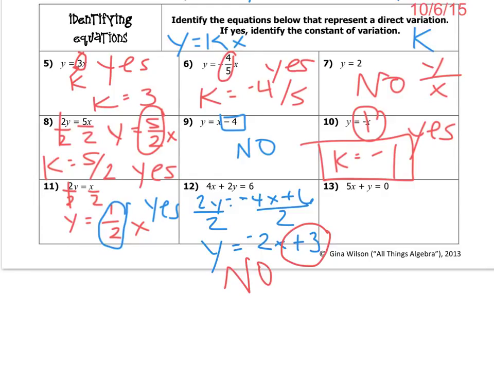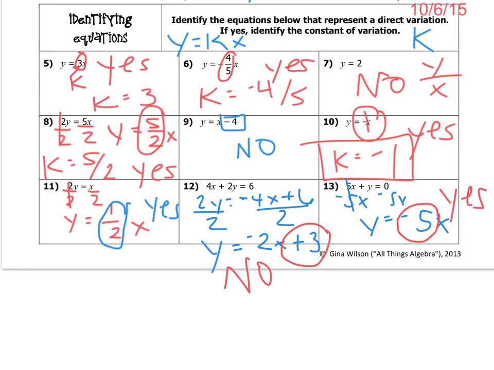And let's look over here to number 13. Get y by itself, so I get minus 5x, cancels, minus 5x. Y equals negative 5x. And my negative 5 is my k, so this is a yes, meaning x is going to be multiplied by negative 5 every time.